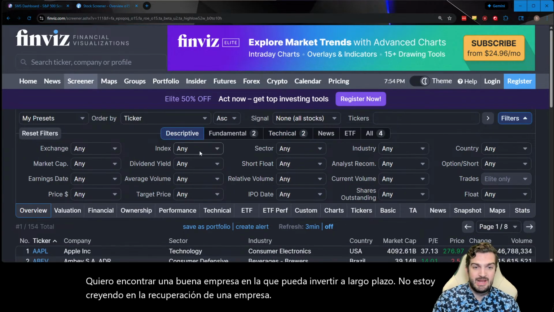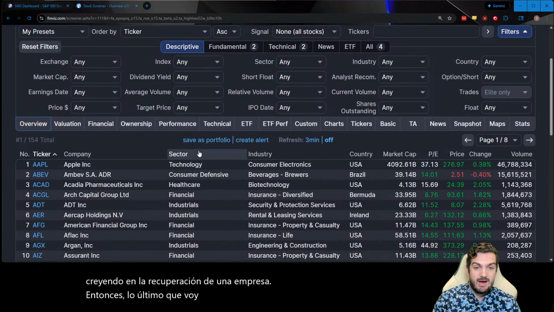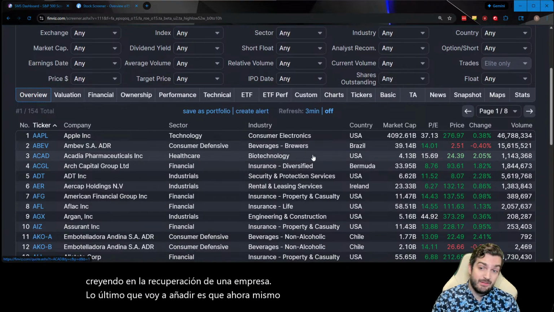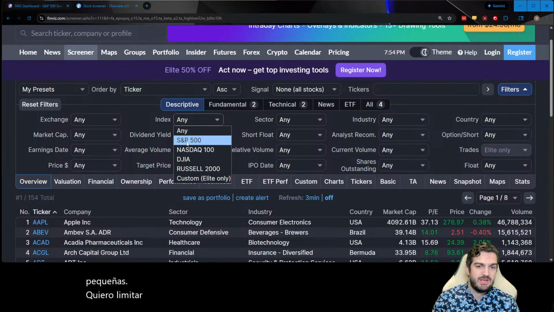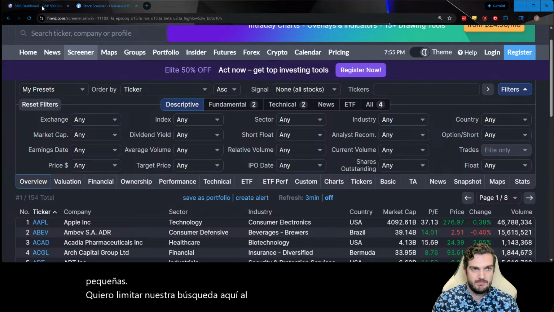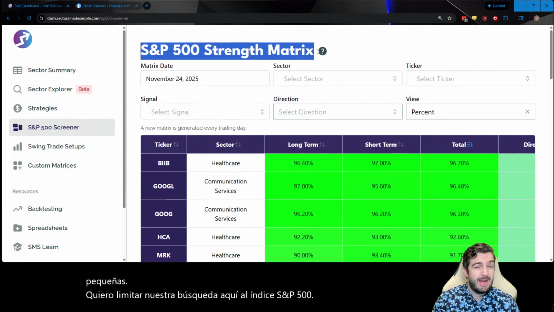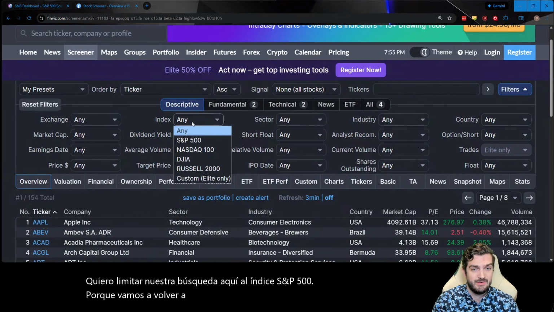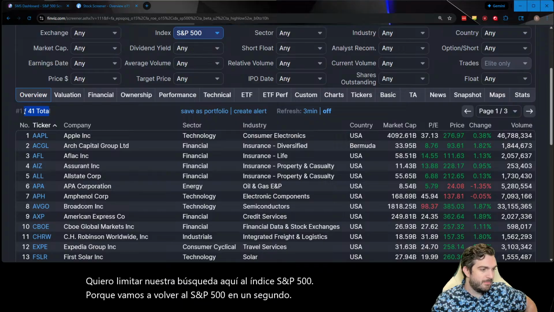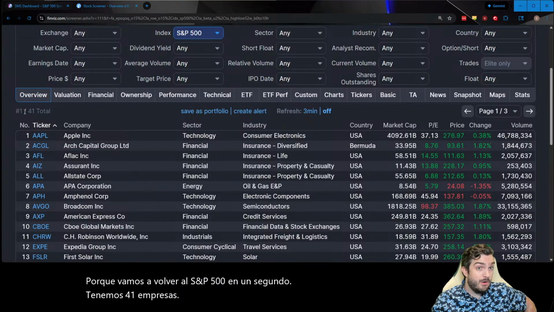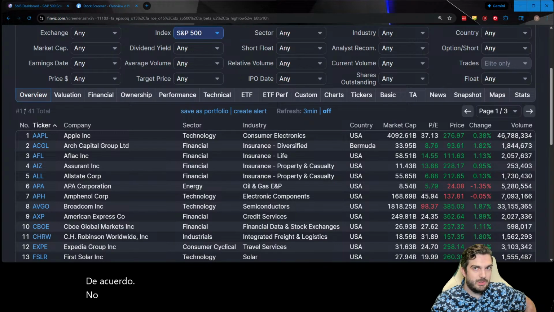Then the last thing I'm going to add is, because right now we're looking at companies big and small, I want to limit our search here to the S&P 500 index, because we're going to come back to the S&P 500 in a second. We have 41 companies. Okay. I don't know about you. I don't want to look through 41 companies and have to make a decision.